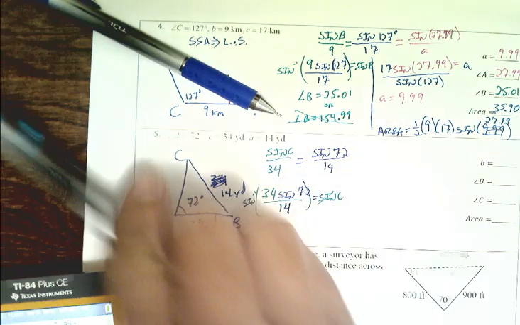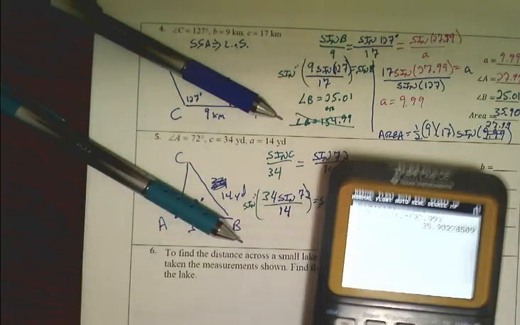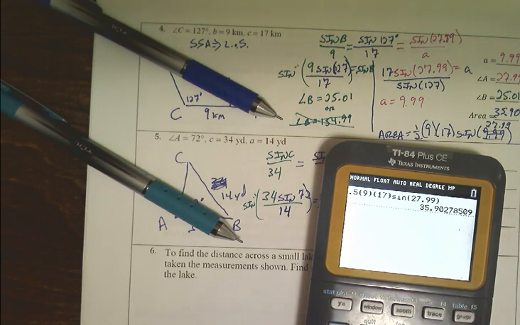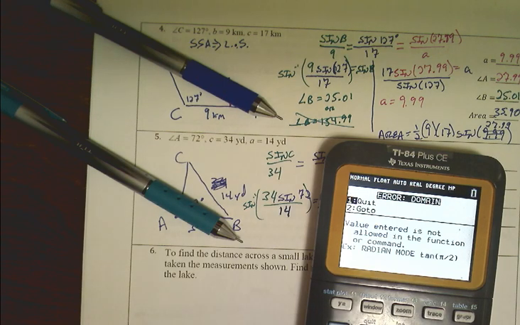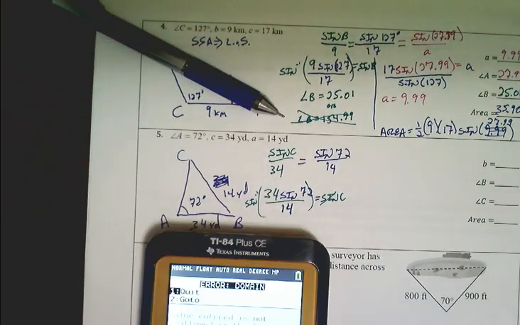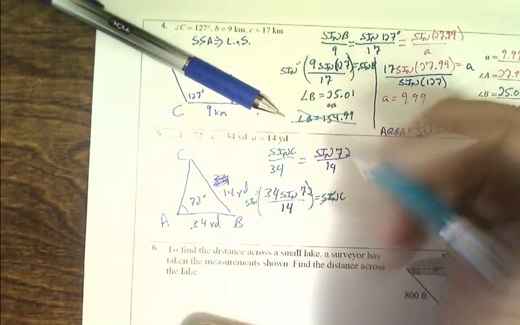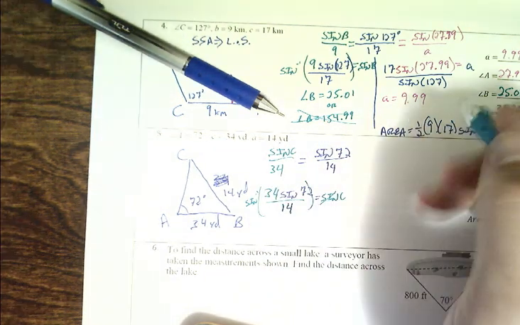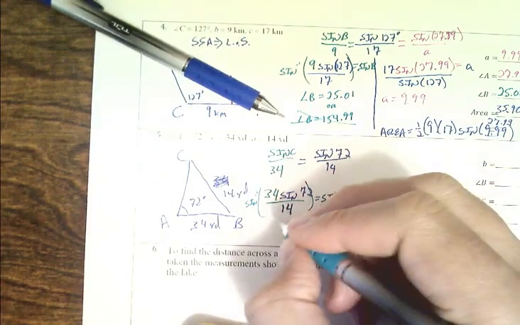Inverse sine. So we type in second inverse sine of 34 sine 72 divided by 14. Domain error, domain error. So, domain error means that either we typed in something wrong or it's not actually a triangle. And in this case, it is not a triangle.